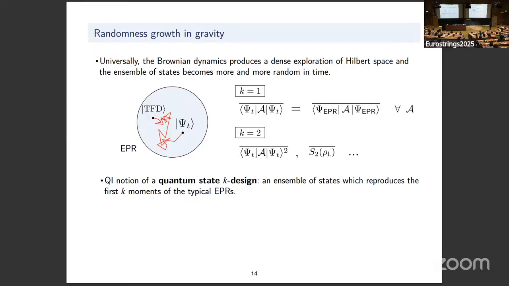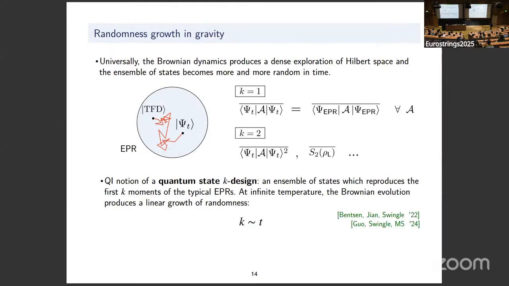K equals 2 is a much stronger requirement. It just means that K equals 1 is true, so all the expectation values are given by the random expectation values. But moreover, the variances of the expectation values are also given by the random ensemble, as well as nonlinear quantities over states which are quadratic, like, for instance, the second Renyi entropy of the reduced density matrix to one of the two sides. Physically, this is a very strong requirement, even though from the quantum information perspective this is natural. So already to have a 2 design is something very strong. But we will try to study how this K of a K design grows in time in gravity.